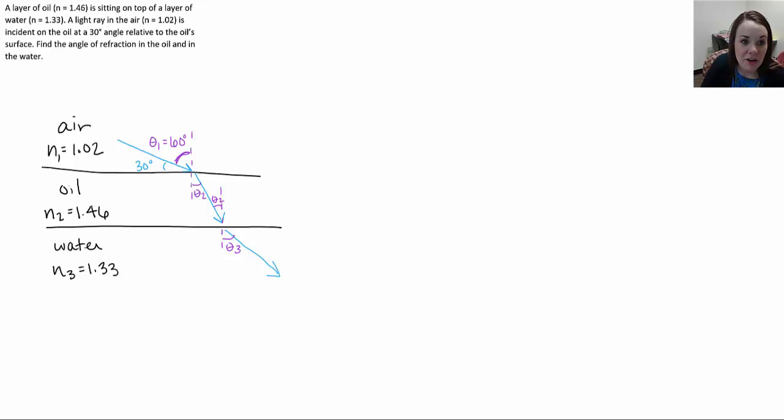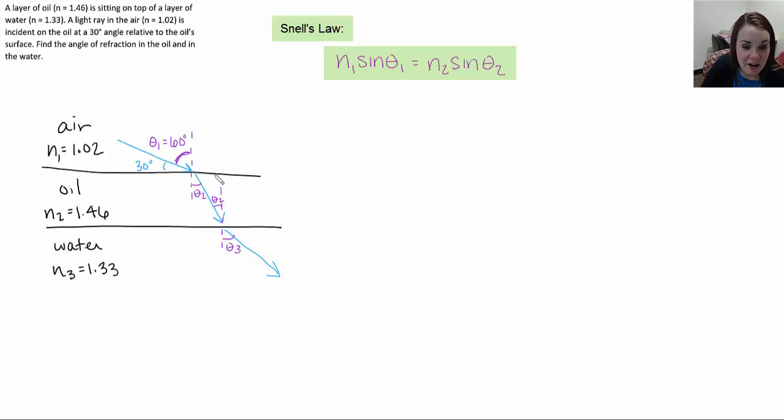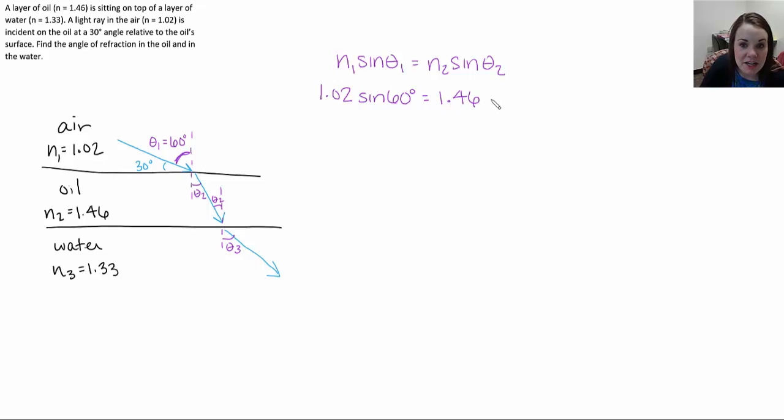Now we can apply something called Snell's law. Snell's law looks like this: N1 sine theta 1 equals N2 sine theta 2. I'm gonna first apply Snell's law to the first layer, and that will help me find my theta 2. So my N1 is the 1.02, and then my sine of 60. Remember, we always need the angle with respect to the normal, or the perpendicular. And then I have 1.46 times the sine of theta 2.